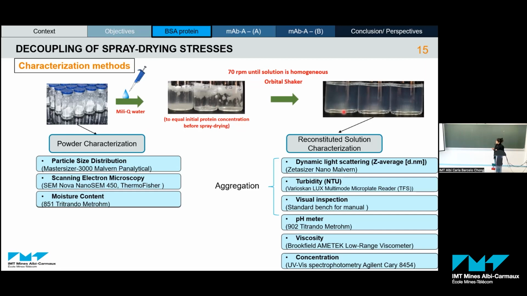This reconstituted solution will be characterized in terms of aggregation and physicochemical characteristics. The aggregation in this case will be followed by dynamic light scattering, which measures the hydrodynamic diameter of the molecules suspended in the reconstituted formulation by measuring the zeta average value. And the second one will be the turbidity using nephelometric turbidity units, given that the opalescence that can be measured by turbidity is mostly related to the presence of aggregates in the formulation.